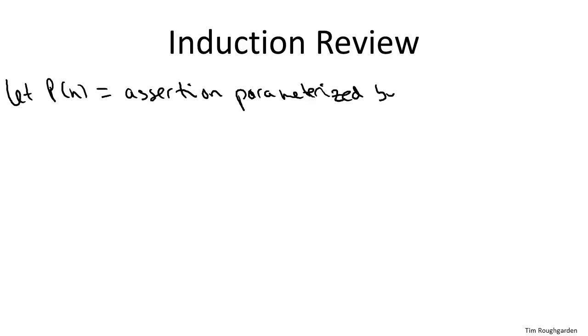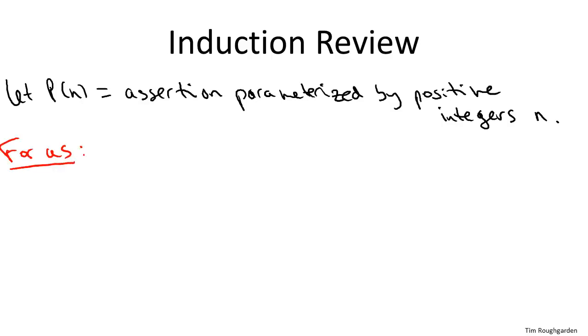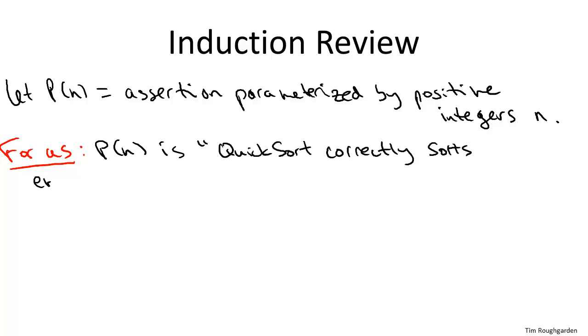So let's begin by reviewing the format for proofs by induction. The canonical type of proof by induction, and the kind that we'll be using here, is when you want to establish an assertion for all of the positive integers n. So note some assertion which is parameterized by n, where n is a positive integer. I know this is a little abstract, so let me just be concrete about the assertion we actually care about for quicksort. For us, the assertion P of n is the statement that quicksort is always correct on inputs of length n, arrays that have n elements.